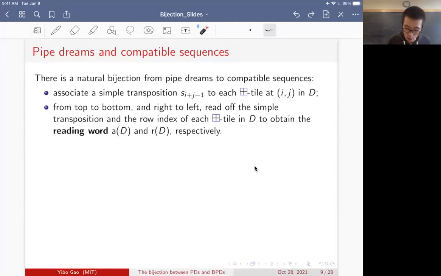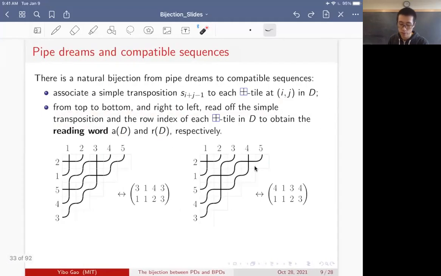So the ordering is from top to bottom and right to left. So I first look at the very first row, and then I go from right to left. And then I look at the second row, and I go from right to left. So right and left is a little bit weird in this setting, but that's fine. Okay. So I'm going to read off the simple transpositions in this order, and the A's will be these simple transpositions, and the R's is going to be the row index.